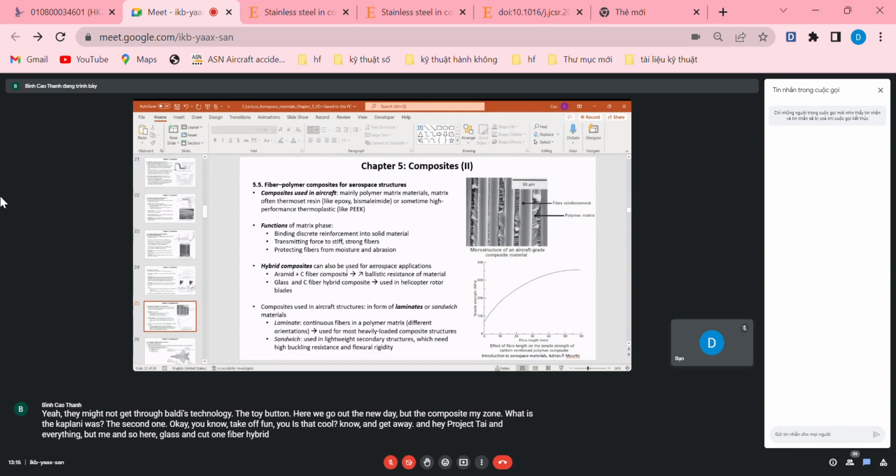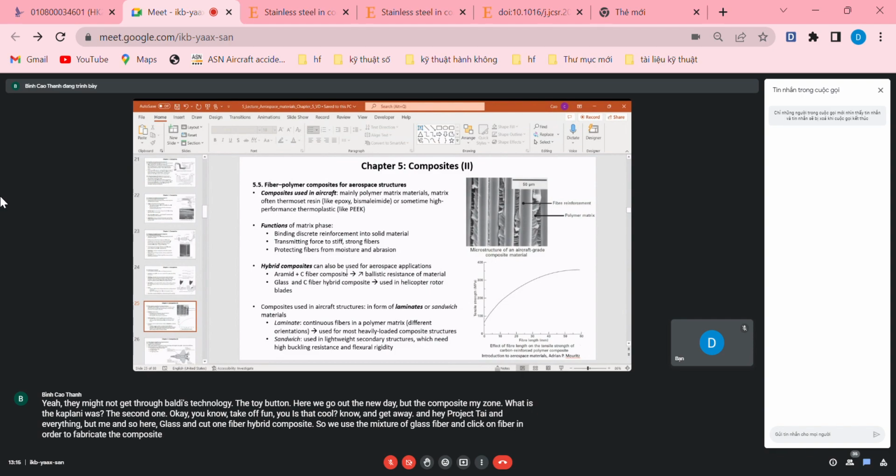Glass and carbon fiber hybrid composite. So we use a mixture of glass fiber and carbon fiber in order to fabricate a composite. And this can be used for helicopter rotor blade applications. Yeah, rotor blade.